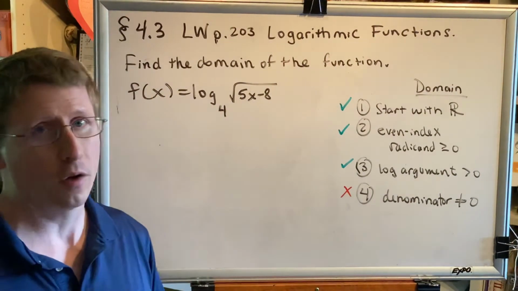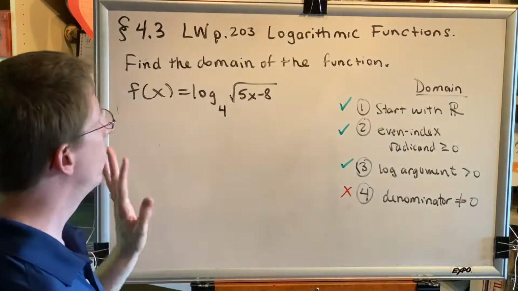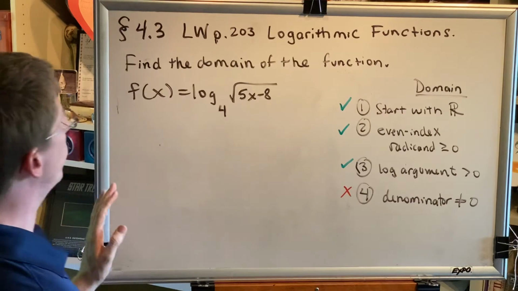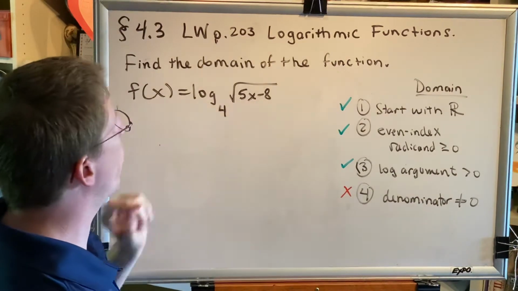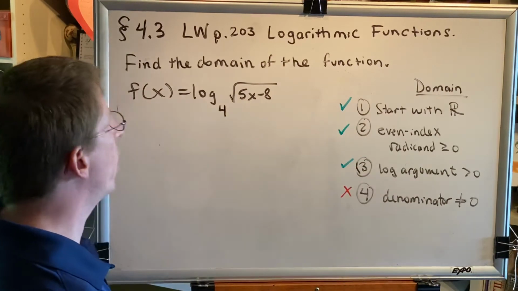Up until this point, all of the problems have involved step 1 and just one of the other 3 steps. This one involves 2, which makes it a little longer and a little harder. All right, so we go through the steps together. Step 1, start with all real numbers. Great. Step 2, even index radicand greater than or equal to 0.